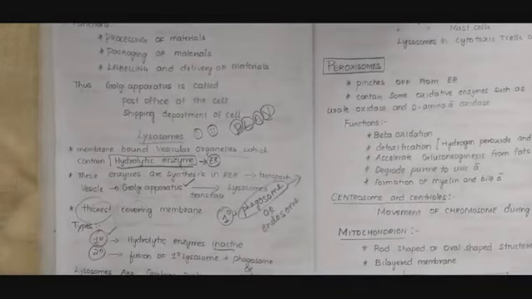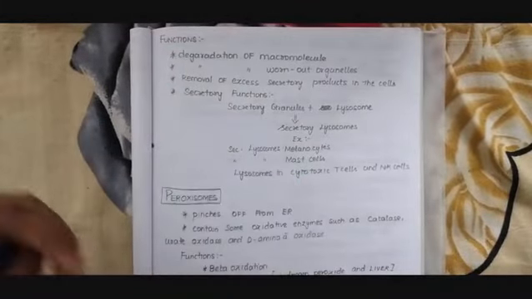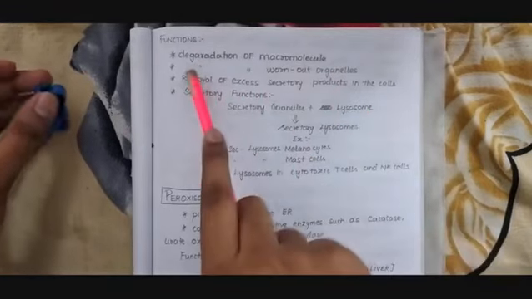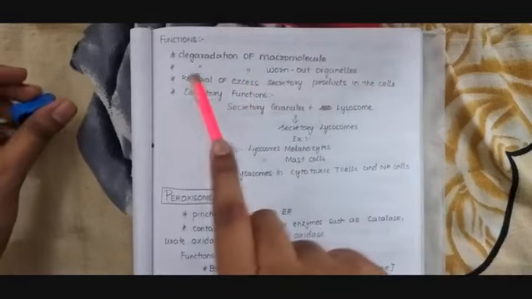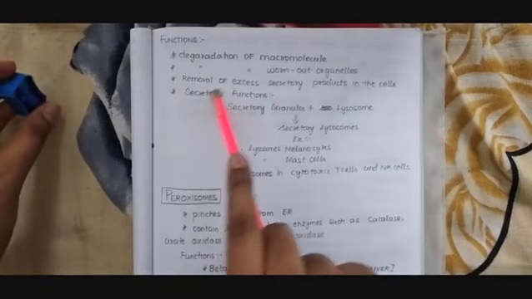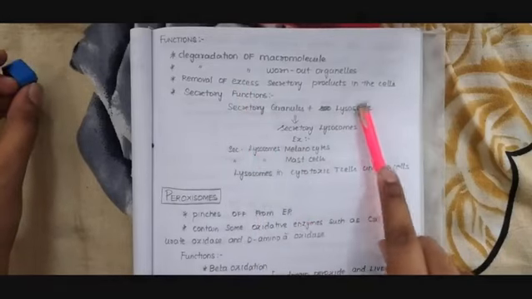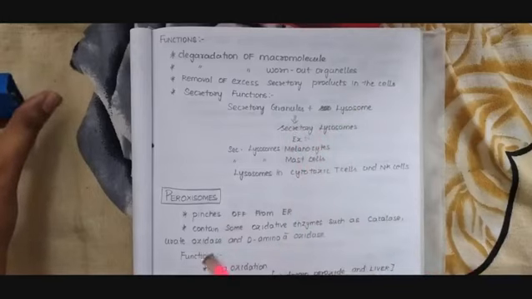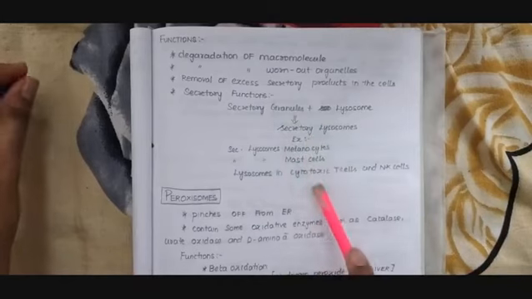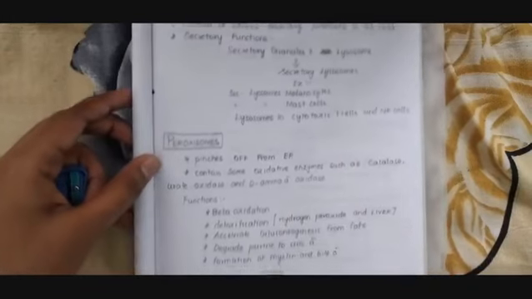Now let us discuss the functions of lysosome, which are nothing but four important ones. First one is the degradation of macromolecules. Second one is the degradation of worn out organelles. Third is the removal of excess secretory product in the cell. And fourth is the secretory function. That is, when the secretory granule combines with the lysosome, later that lysosome is referred to as a secretory lysosome. For example, this type of lysosome is present in melanocytes, in mast cells, and also in cytotoxic T cells and natural killer cells.